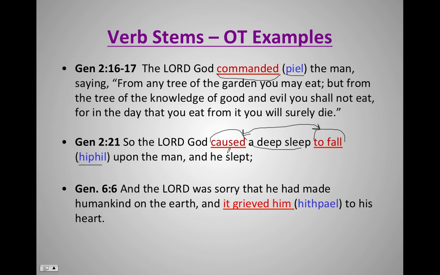And then Genesis 6:6 gives us a bit of insight into the hitpael stem. We learned earlier that the hitpael stem is an active stem, active voice, and it often conveys a reflexive action, meaning the subject is performing an action, and the action is kind of coming back around to the subject. We see that reflexive voice a bit in Genesis 6:6, which is the precursor to the flood narrative and Noah and so forth. And this particular verse says, "And the Lord was sorry that he had made humankind on the earth, and it grieved him to his heart."